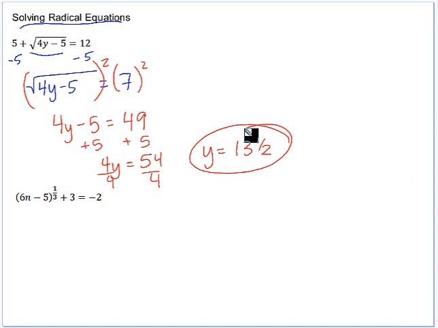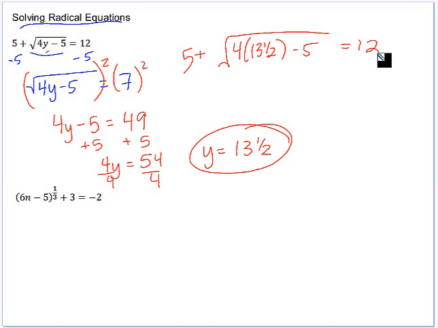All right, so there we solved it. It is probably also a really good idea for you to check this. So you just check it by plugging it back in. So you just take 4 times 13 and a half minus 5 from it. Take the square root of that, and then add 5 and make sure that it does equal 12. And it does. So you just want to double check. All right, second problem.